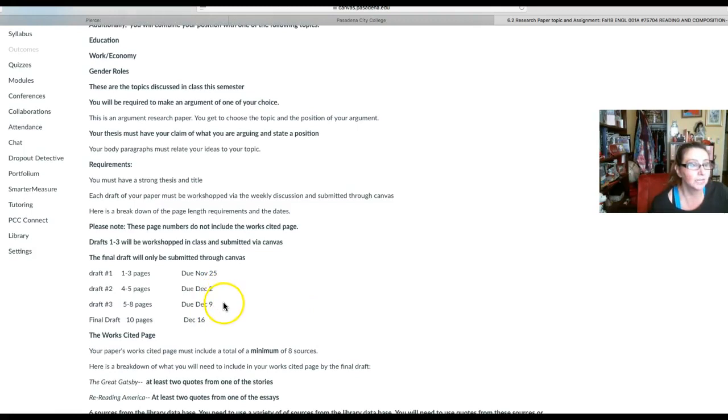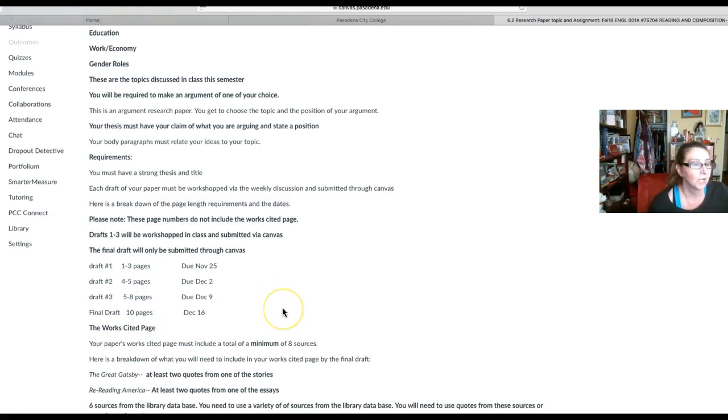So here are the due dates and the required page lengths of all the drafts and the final paper. Your paper's works cited page must include a minimum of 8 sources. This is by the time you get to 10 pages, and that will be due on December 16th.